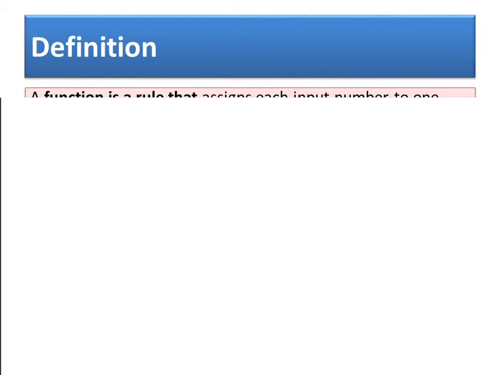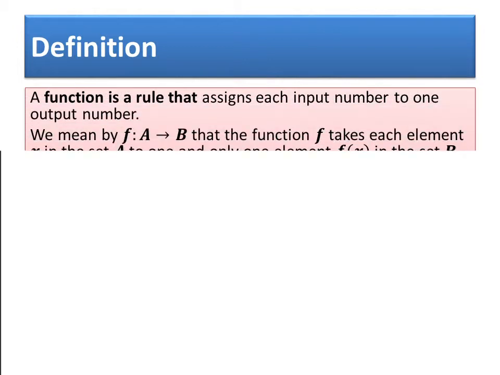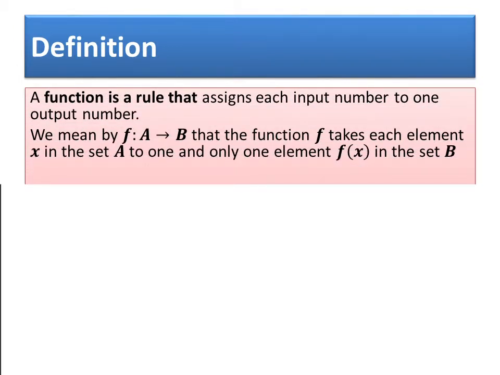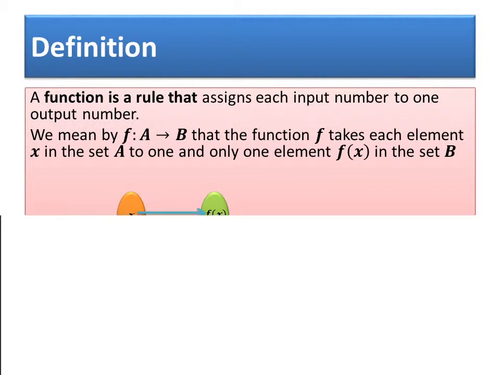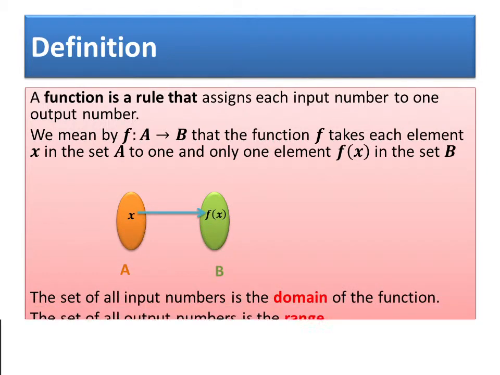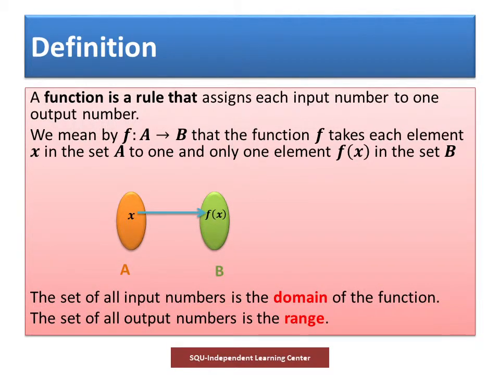We start with the definition of a function. We mean by a function a rule that assigns to each element x in the set A one and only one element f of x in the set B. And we call the set of all input elements the domain of the function, while the set of all output elements, we call it the range of the function.